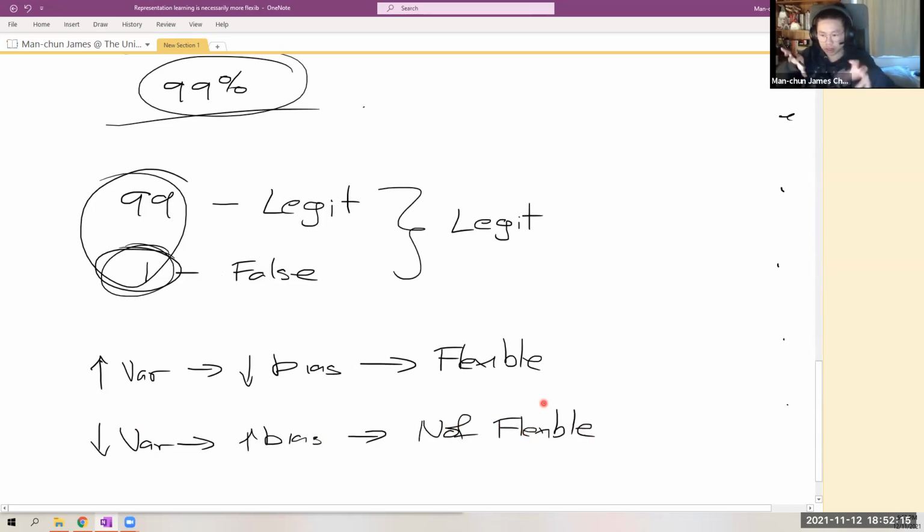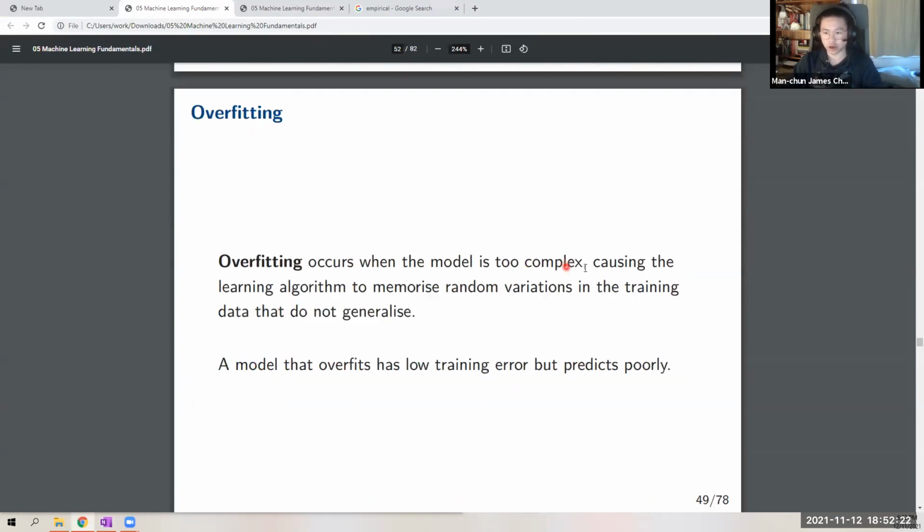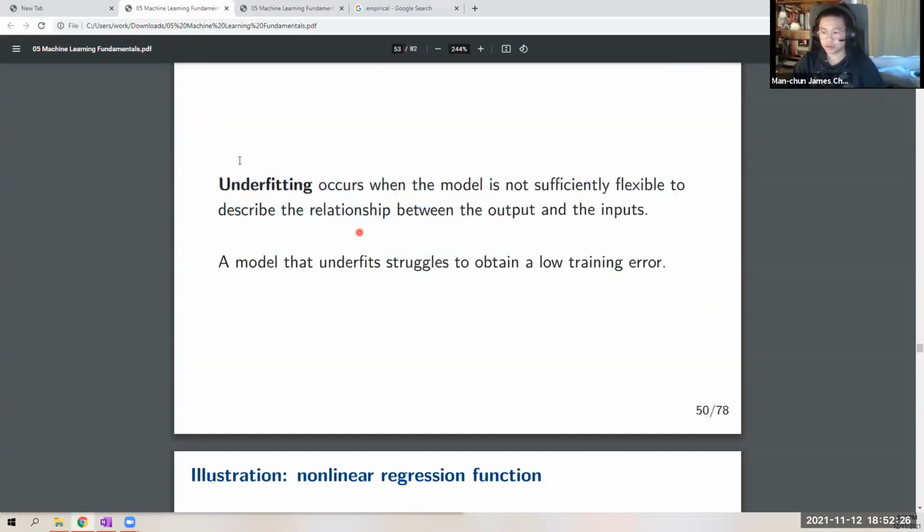So it means that the model can't move as much. Very fundamental, right? Make sure that you know that instantly. Underfitting occurs when the model has too high of a bias.